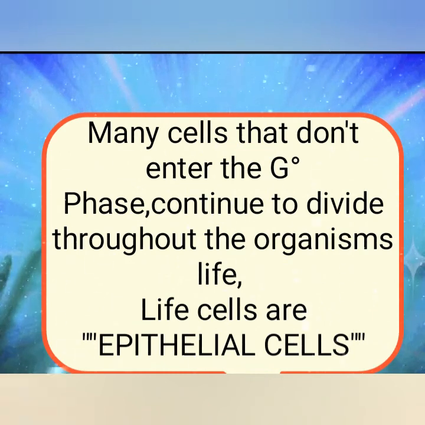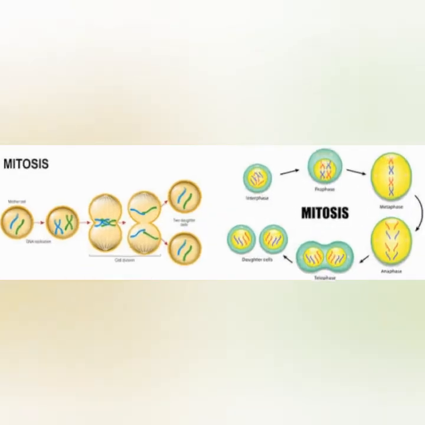Many cells do not enter the G0 phase and continue to divide throughout the organism's life, such as the epithelial cells. So here all the cell cycle events come to an end.